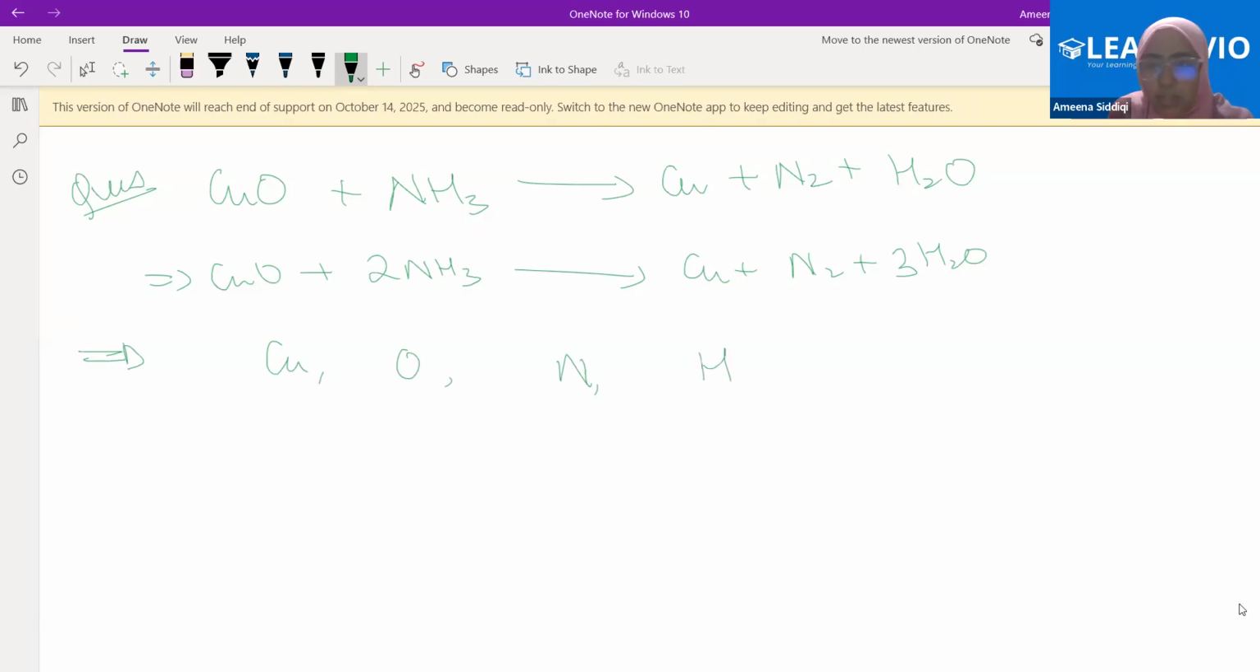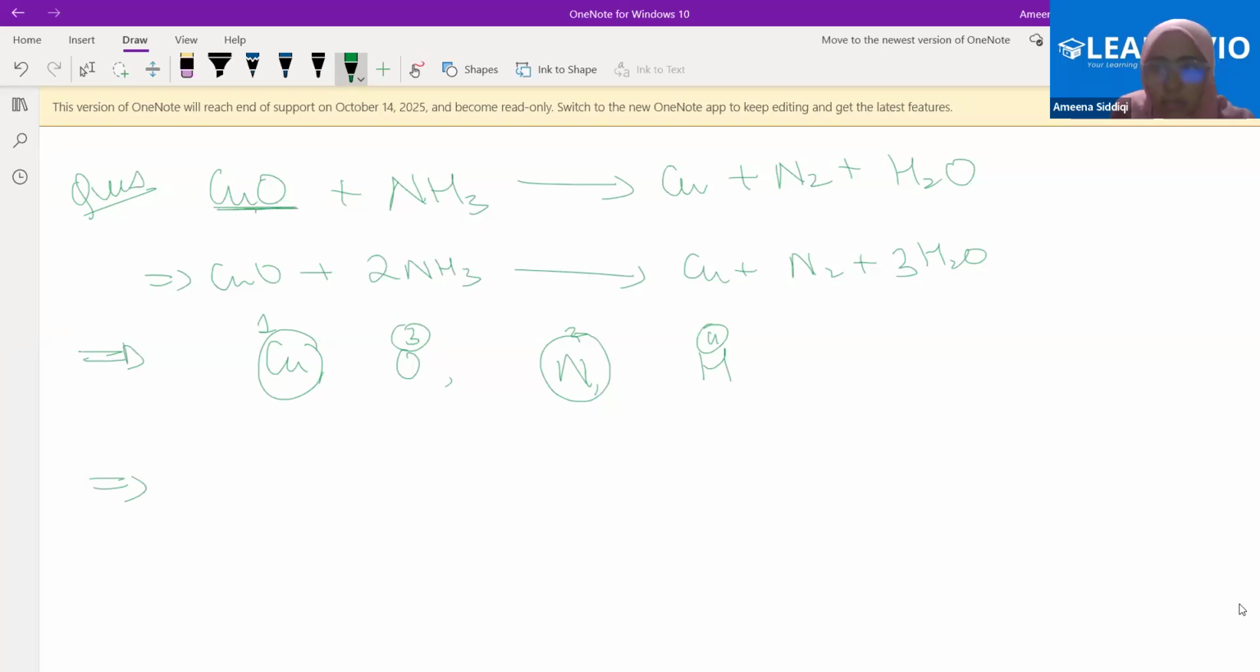Okay. Now, what is the metal here? Cu. What is the non-metal here? Nitrogen. So this is the first step, this is the second step, this is the third step, and this is the fourth step, right? So let's see for copper first. This is the equation.